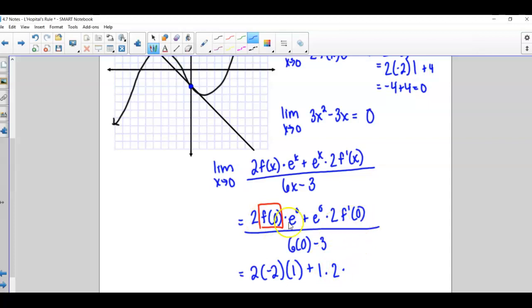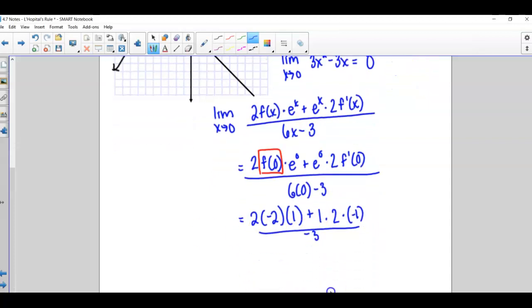F prime of 0. What do we have for f prime of 0? Almost. What did you say, Harper? Negative 1. So it is the slope of the tangent line, right? Derivative gives the slope of the tangent line. It is negative since it's decreasing here. So we'll have negative 1 all over. That's going to give us negative 3 in the bottom there. And so this limit is going to be negative 4 minus 2 over negative 3, which is going to give us negative 6 over negative 3, which gives us positive 2. We get positive 2 for our answer.